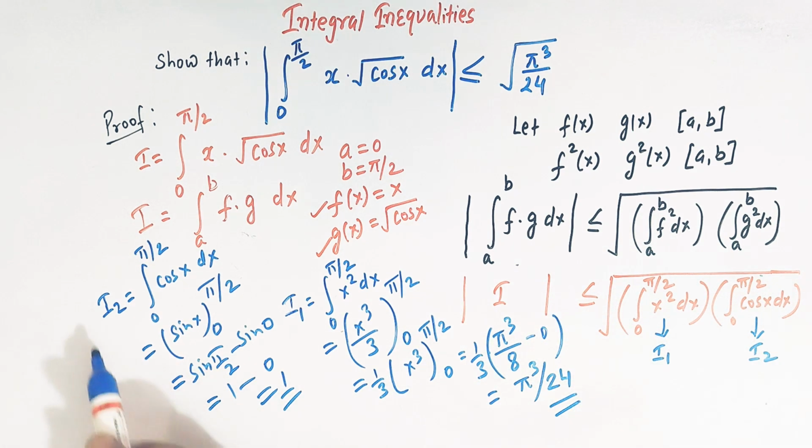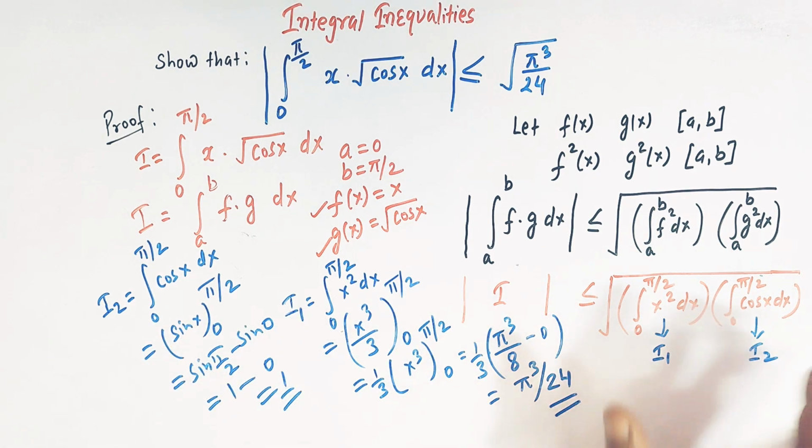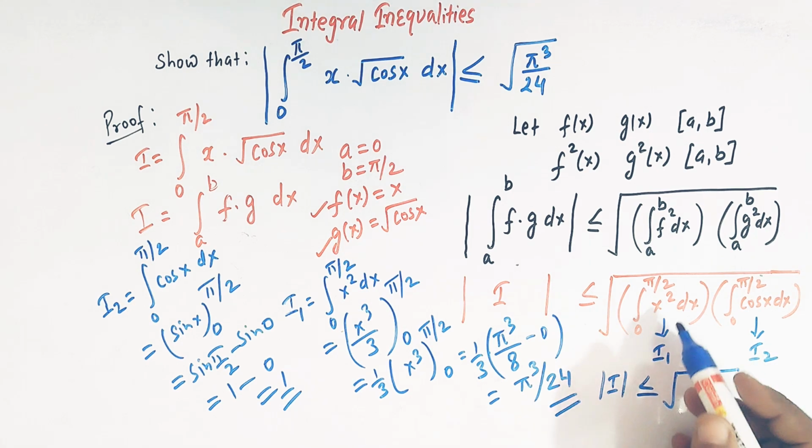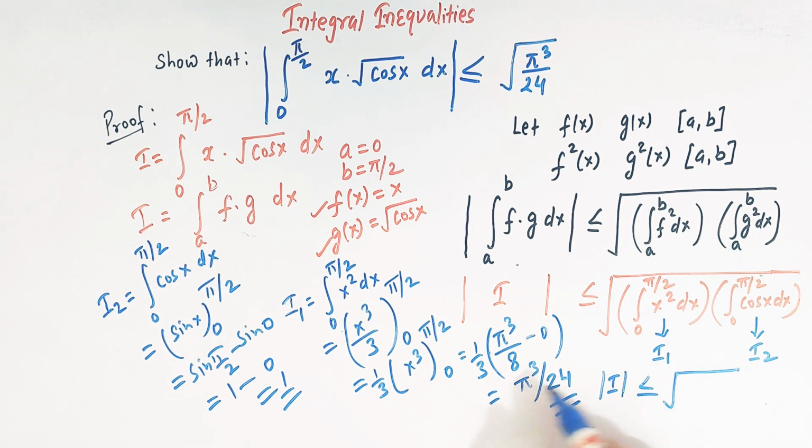Now taking the values of I1 and I2 in this inequality, we have mod of I is less than or equal to the square root of I1 times I2. I1 is pi cube over 24, and I2 is 1. So mod of I is less than or equal to the square root of pi cube over 24, and this is our desired inequality.